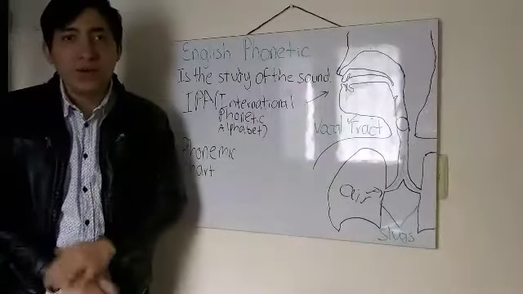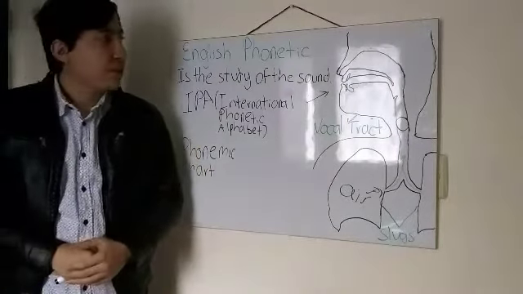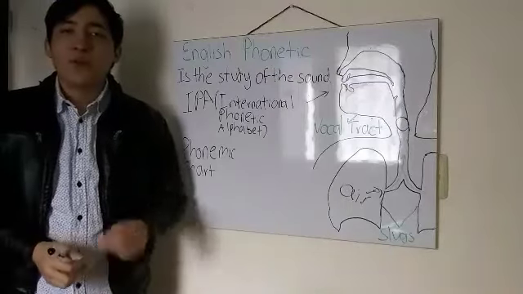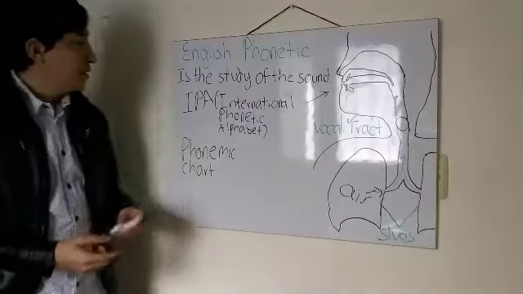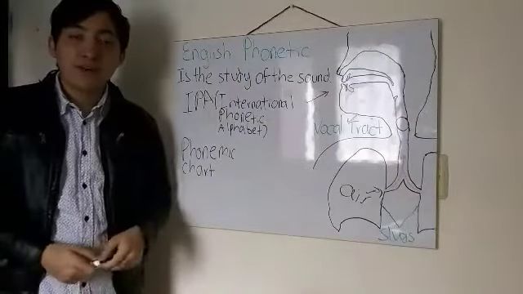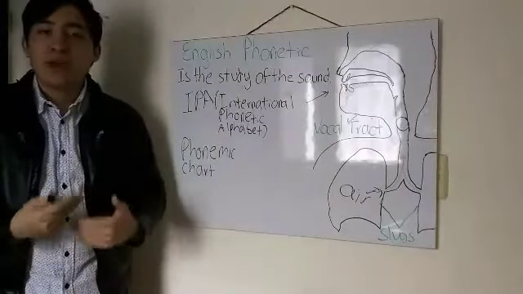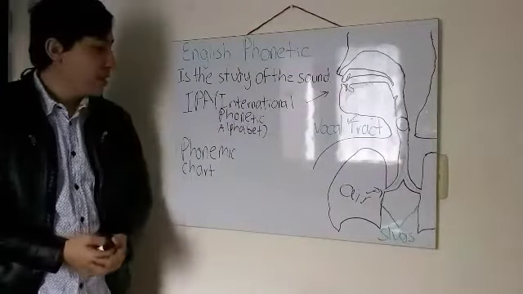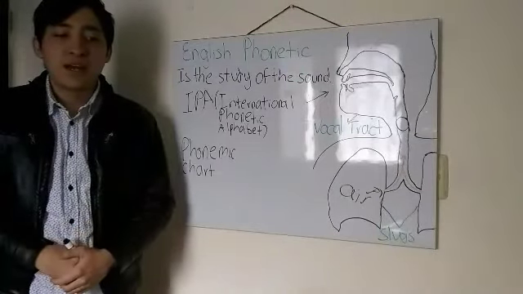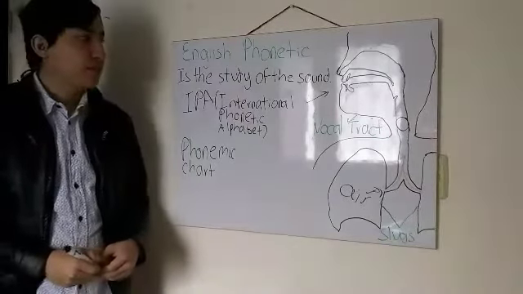English phonetics, all about English phonetics, okay? Well, to start with English phonetics, we have to take two things into consideration. The IPA, the International Phonetic Alphabet, which tells us how we produce the sounds, okay? And the phonemic chart, which tells us what the symbols for English phonetics are.